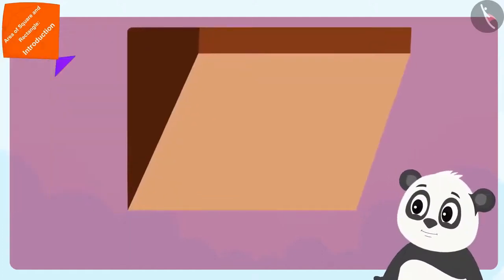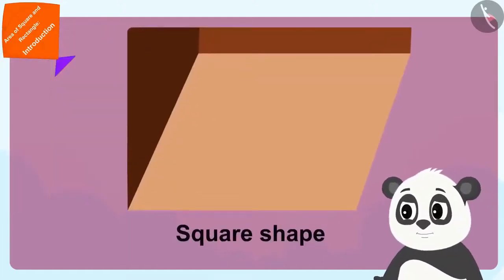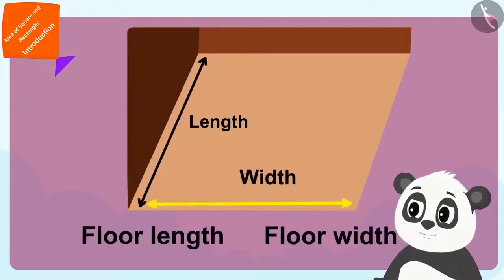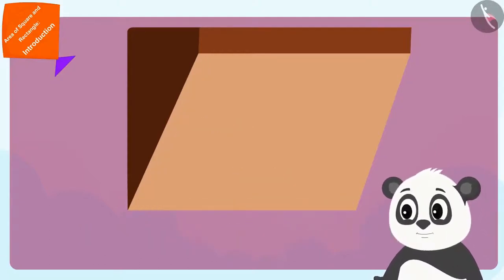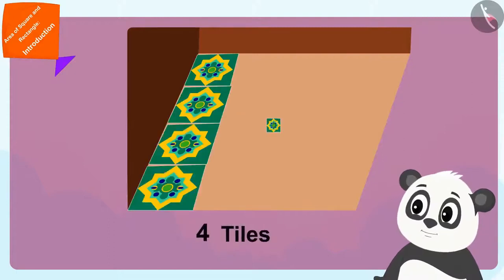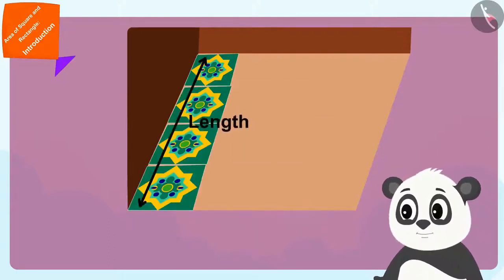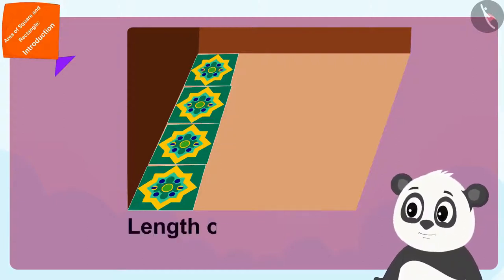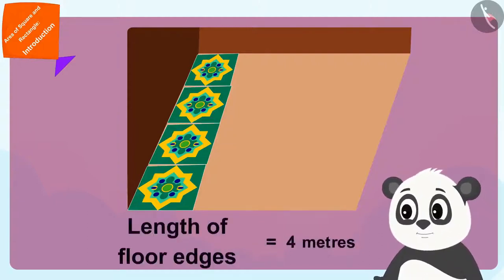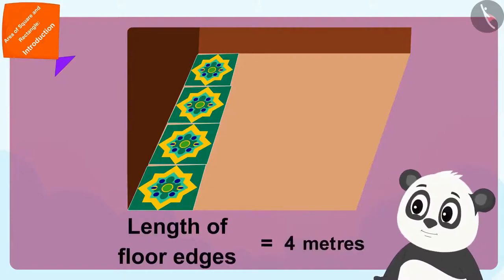Golu's floor is square shaped, so the length and width of his floor are exactly equal. He has laid 4 1 meter long tiles along the edge of his floor. This means the edge of his square shaped floor is 4 meters long.